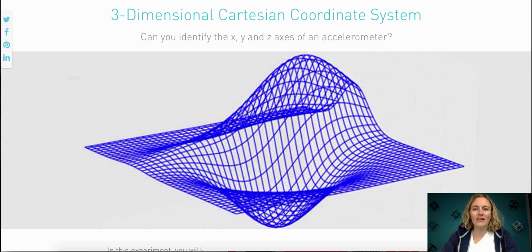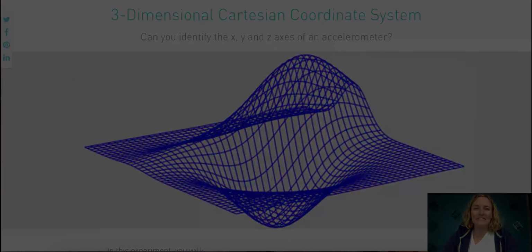In Three-Dimensional Cartesian Coordinate System, the students experiment with the gyroscope and the accelerometer and try to find the three dimensions, the x, y, and z axis, that are associated with the accelerometer and the gyroscope.